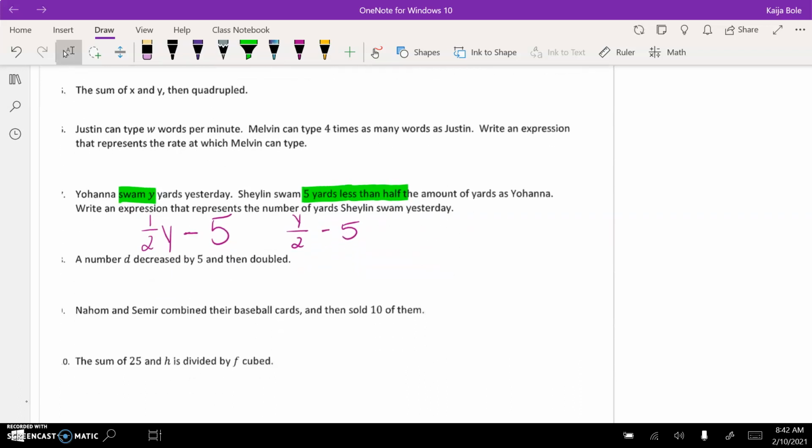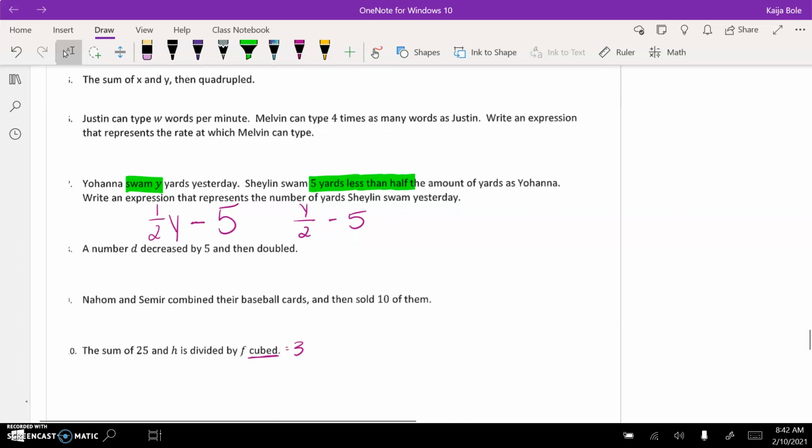Okay? Cubed in the last one. Remember, cubed has to do with the number 3. So they're a little trickier, but I want you to try them, read them and underline first, and then if you need more help, you can always come to office hours or send me an email.